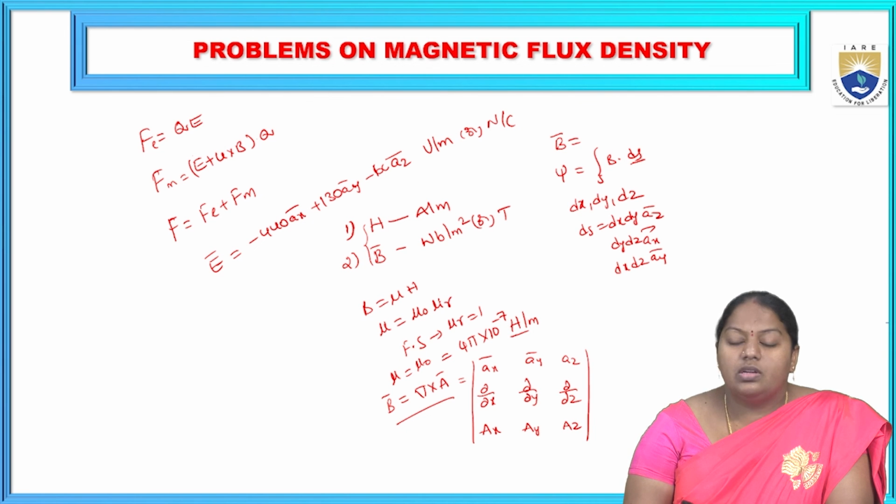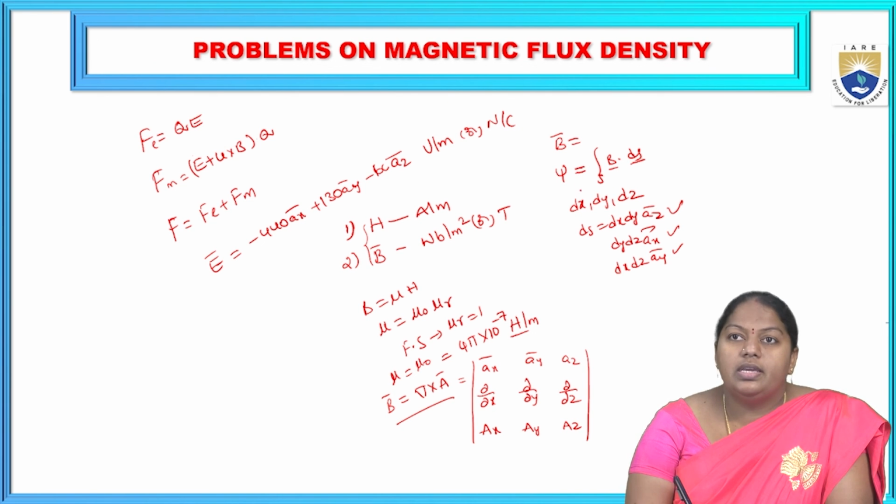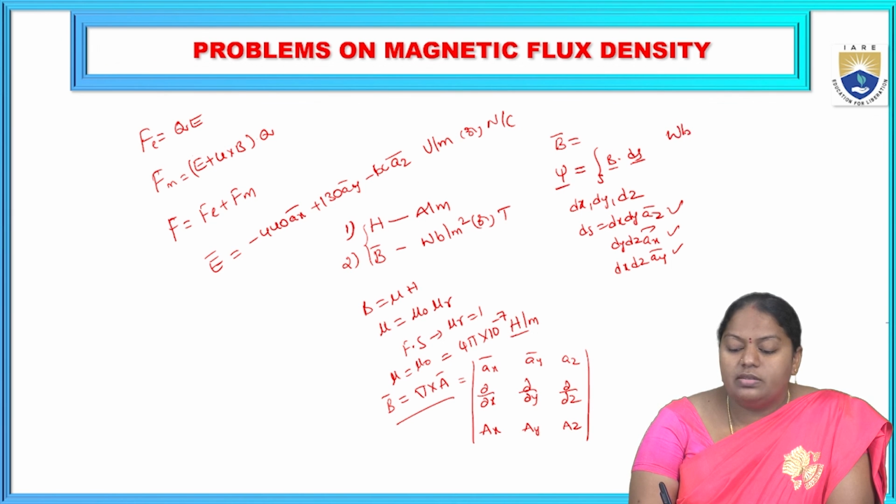Like this, you are supposed to consider the formulas for differential surface area in the Cartesian coordinate system, and substitute all these ds values with respect to the flux density B formula, then psi is equal to integral S B dot ds. And generally this magnetic flux is measured in Webers.